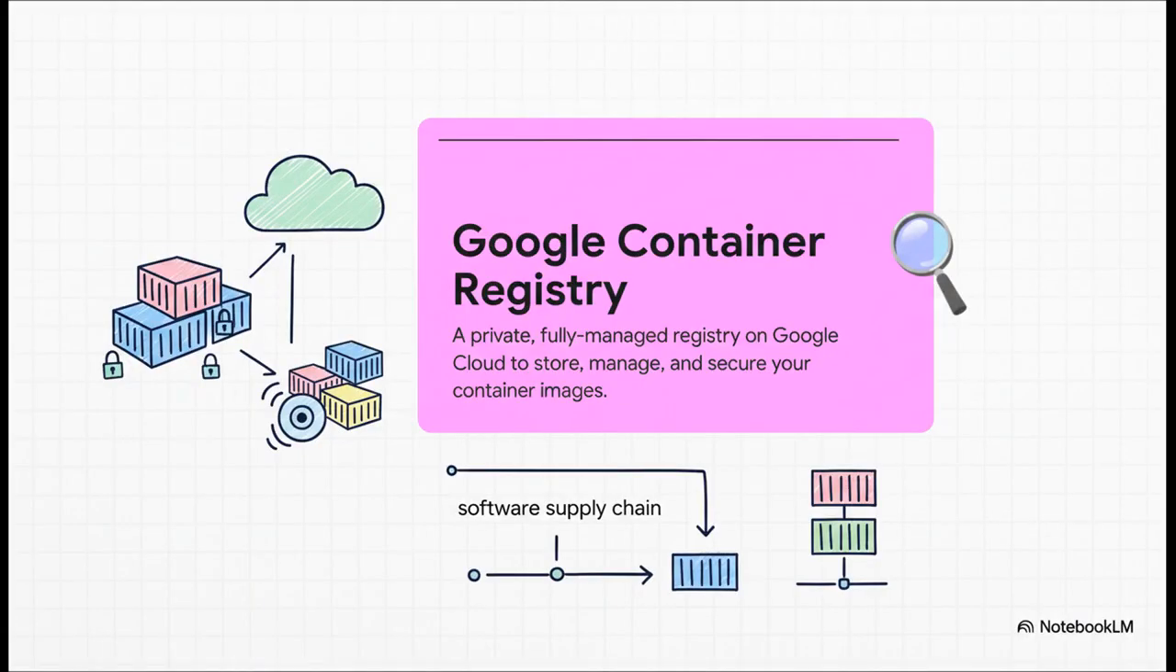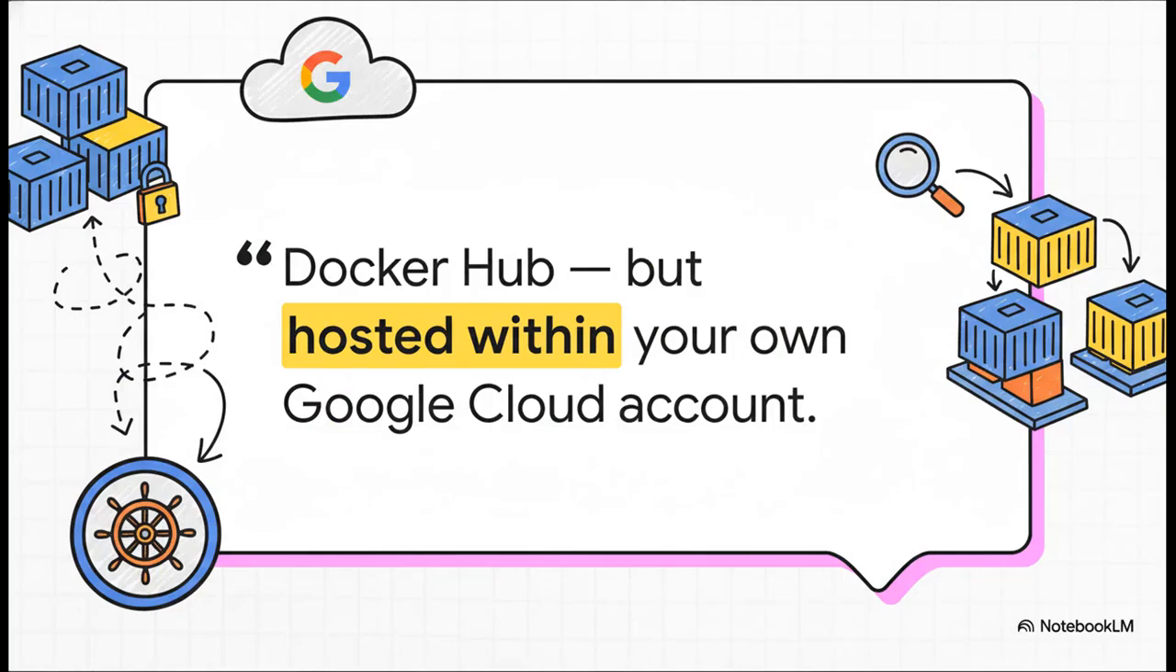So, what is it really? The most important thing to remember is that GCR is a secure, private, and fully managed place for your container images, and it lives right inside your Google Cloud project. It handles all the tough stuff on the back end, so you can just focus on building great software. Here's probably the easiest way to think about it. If you've ever used Docker Hub to pull public images, GCR is basically the exact same idea, but it's completely private and locked down securely within your own cloud environment.